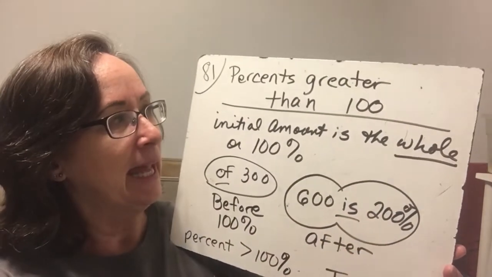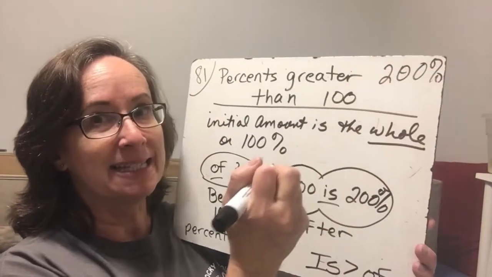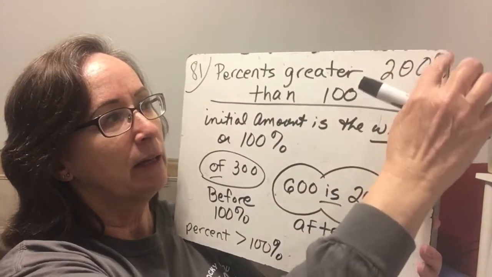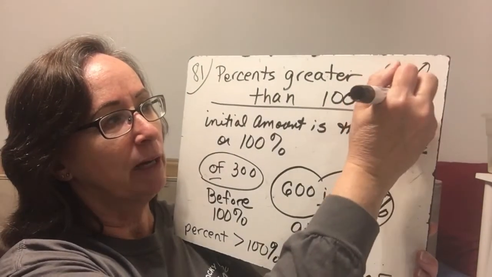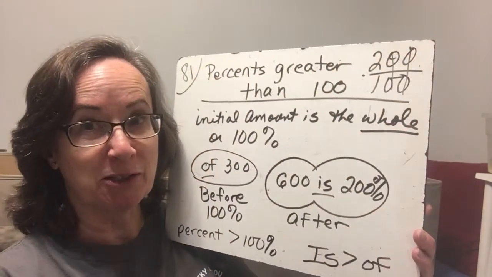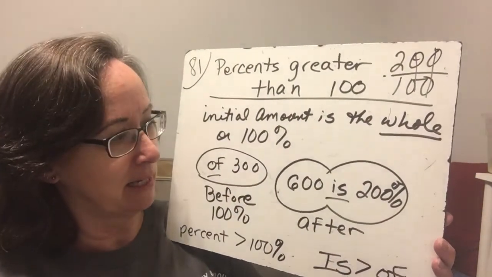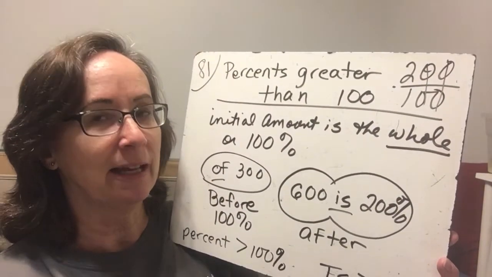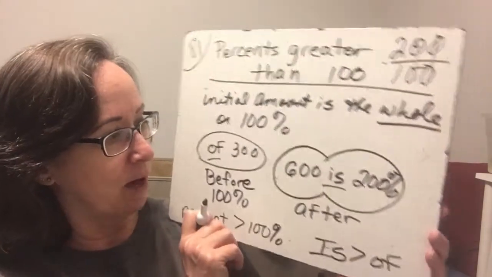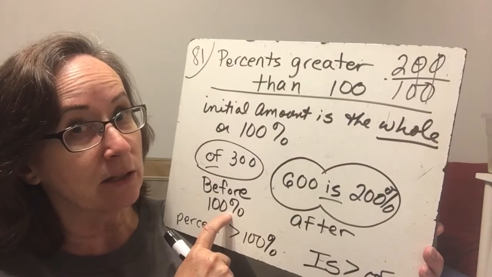It's over 100. And if we were going to write it, 200% is the same thing. Remember, percent means parts out of 100. So we have 200 parts out of 100. 200 divided by 100 is the same as 2. So 200% is really 2 times the number. Okay, so whenever you see 200%, think of doubling a number, and 300% would be tripling a number. Okay, so anytime the after number is greater than the before number, then our percent is over 100.